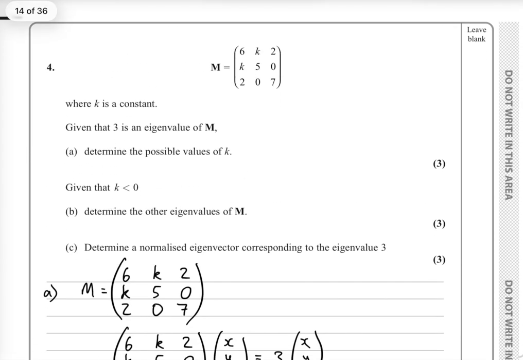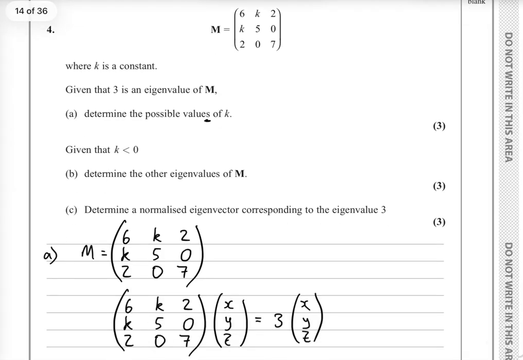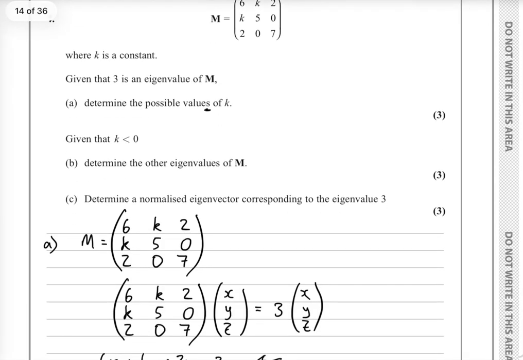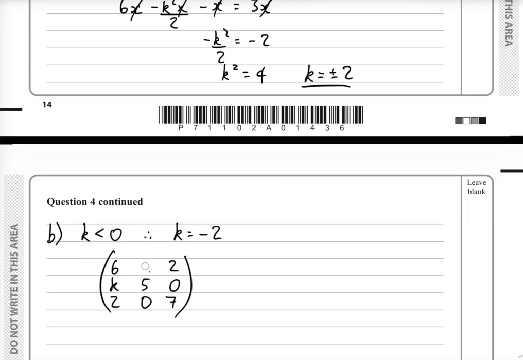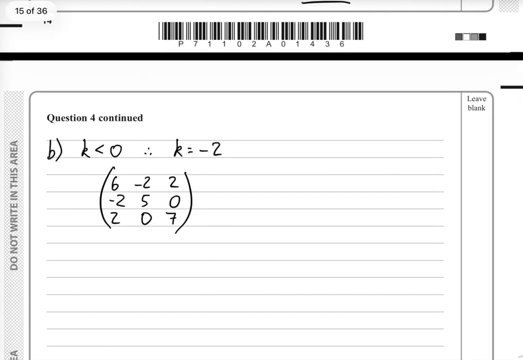2 values? Yes, plural. 2 values is okay. Given that k is less than 0, determine the other eigenvalues of m. Okay, we found it was either plus or minus 2. Now we're saying k is less than 0, therefore k must equal minus 2. So my previous matrix now looks like this. We're trying to find the other two eigenvalues, so we want the determinant of m minus lambda I equals 0.